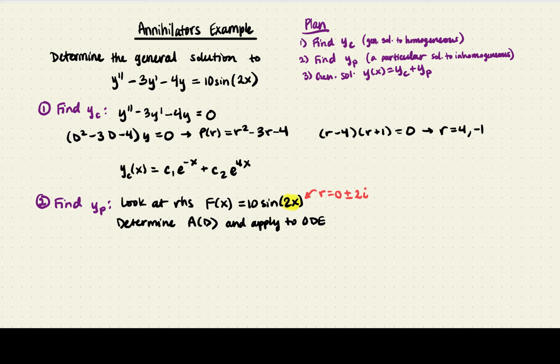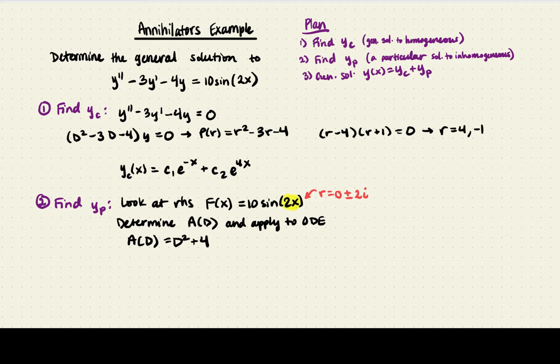So that tells me that my annihilator, A of D, should be the operator that has associated polynomial with these roots. So this is going to be D squared plus 4. I chose that because if I had written r squared plus 4, which is the polynomial associated with this operator, the roots would have been plus or minus the square root of negative 4, and plus or minus the square root of negative 4 is plus or minus 2i.